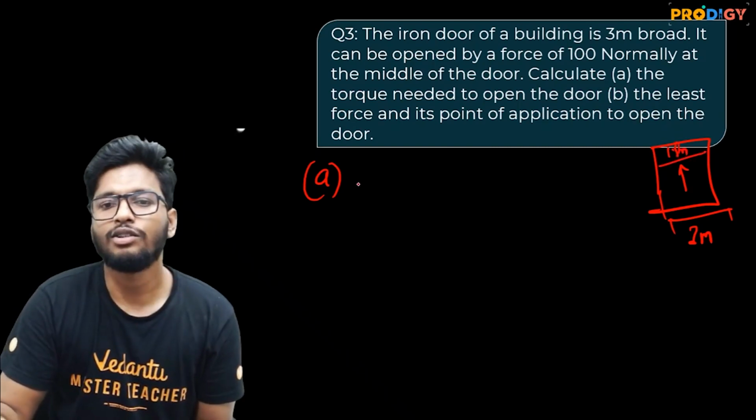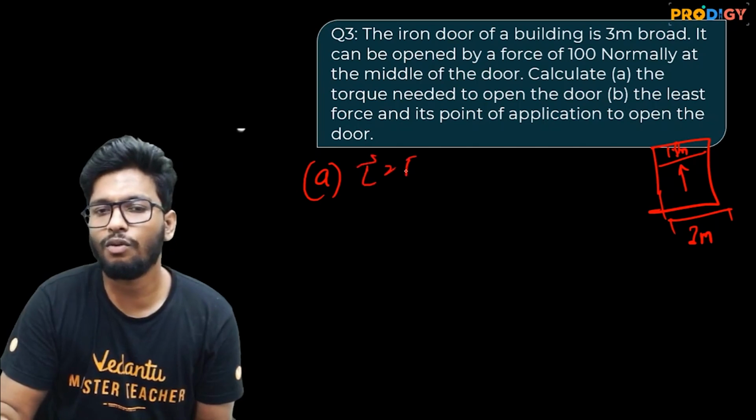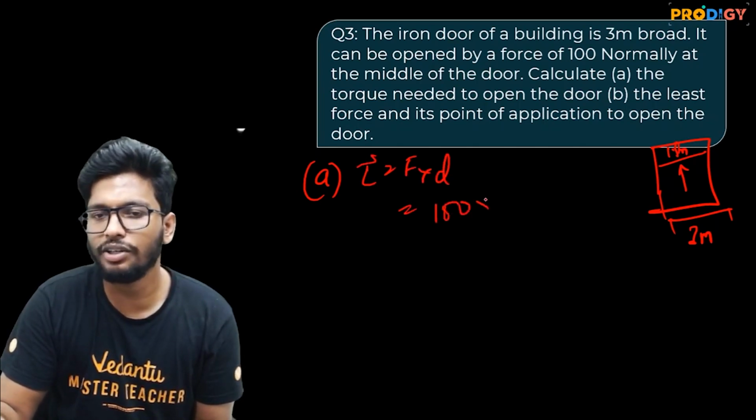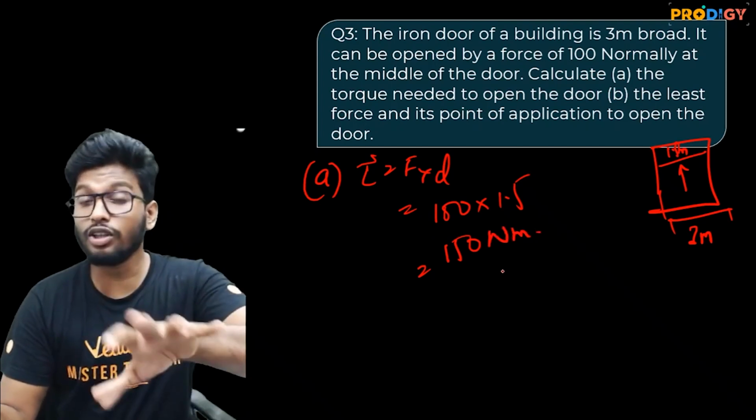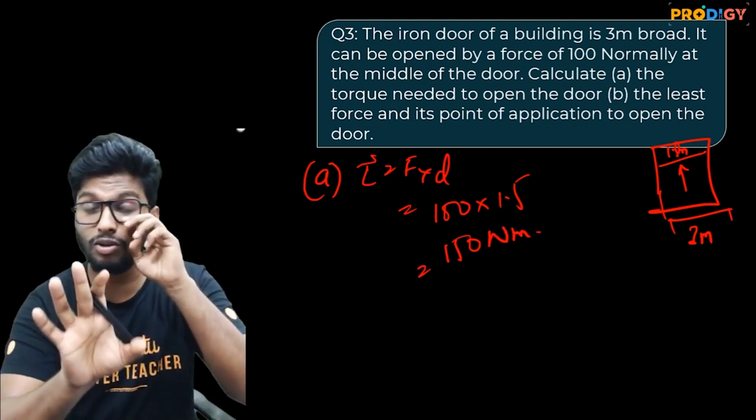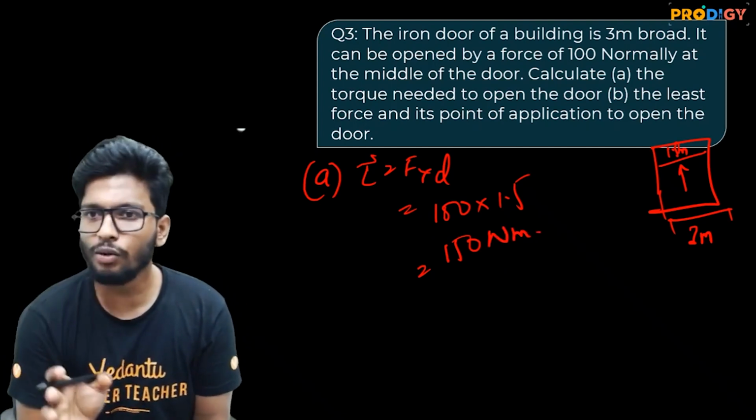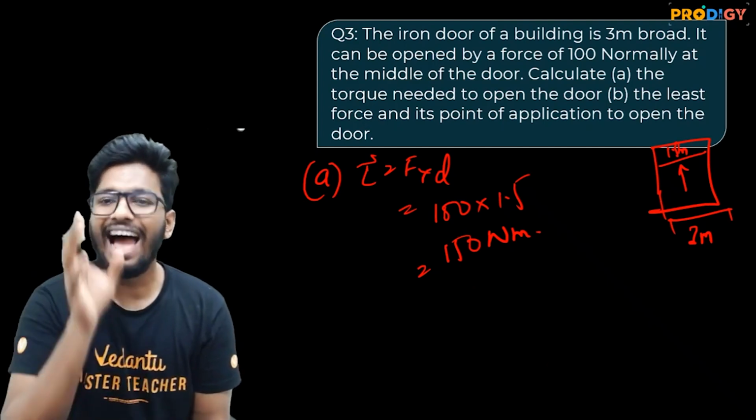So calculate that then. Torque is equal to force into perpendicular distance. So force is how much? You're applying a force of 100 Newton and D is nothing but 1.5. So how much is that? It's 150 Newton meter. That is the torque you have to apply when you apply the force in the middle of the door.